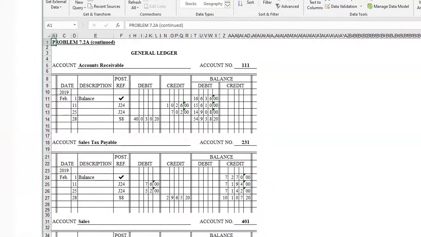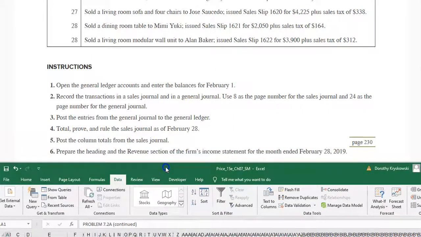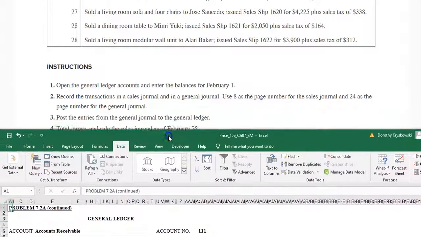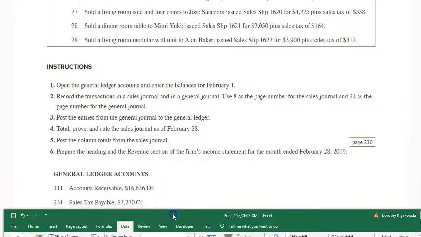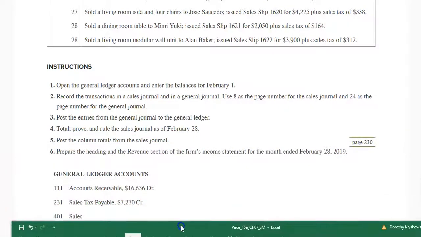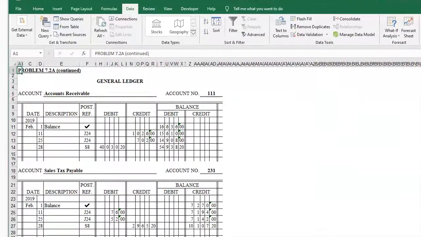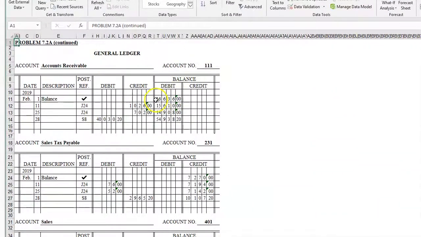I'm going to throw in, see, we open the general ledger accounts, record the transactions, post the entries. Okay, general ledger account, $16,636 debit. There it is. Balance, $16,636. So that's the first thing you want to do because you want the previous balance from the previous month, the beginning of the month, February 1st. So put that in before you go back to 7.2 and enter the sales journal information.